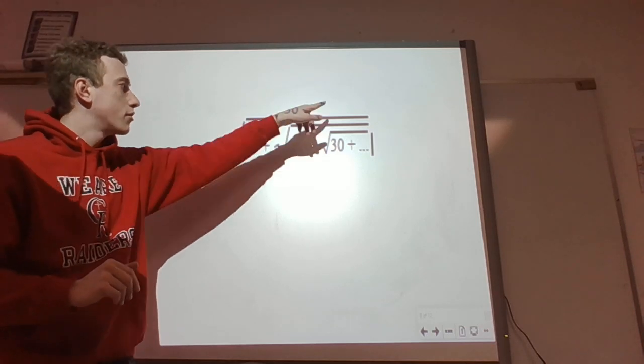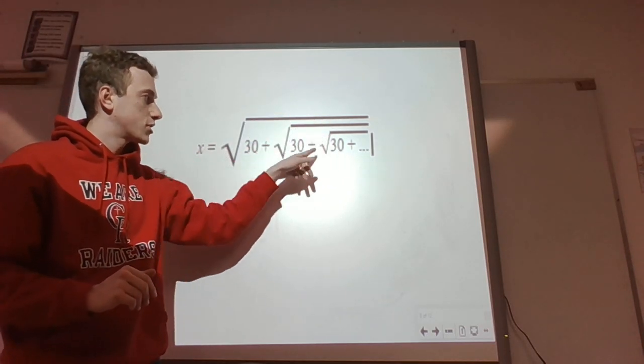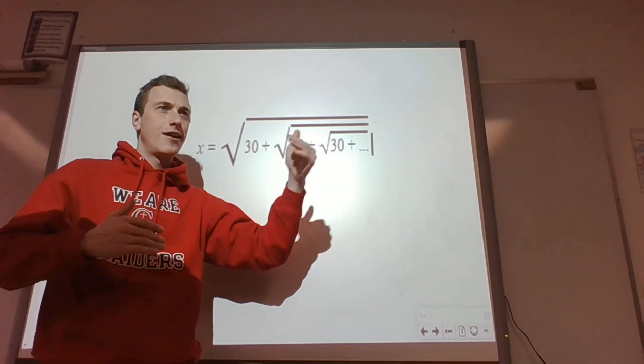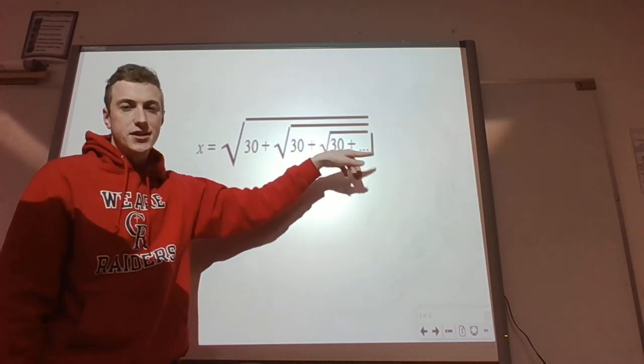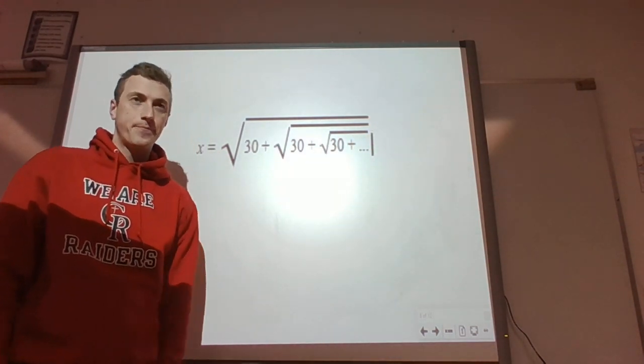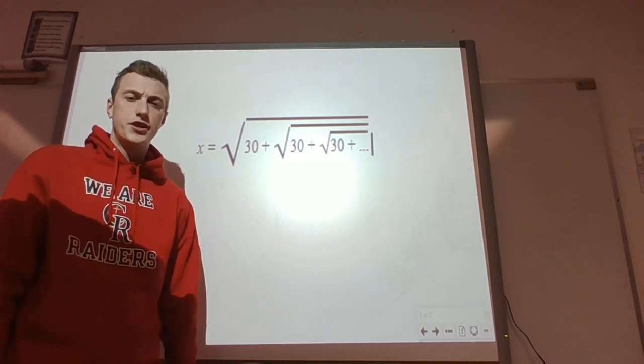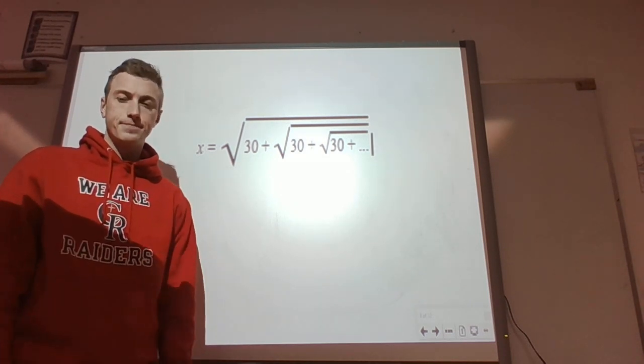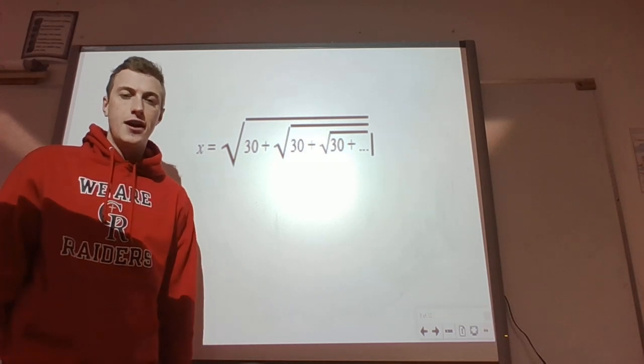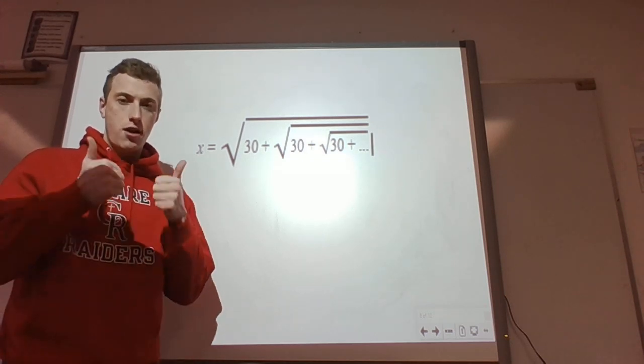X equals the square root of 30 plus the square root of 30 plus the square root of 30, and so on, nested square roots going on for infinity. So you have to be a little bit creative to find the solution to this problem, but I believe in you. If you show it to me on Tuesday, I'll give you a high five.